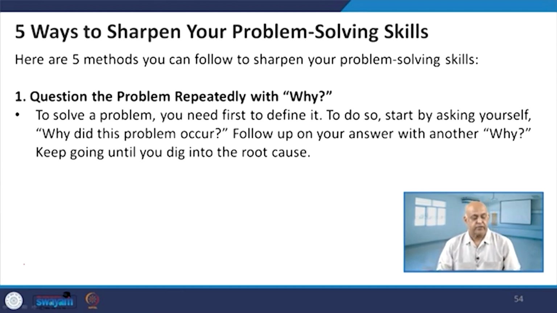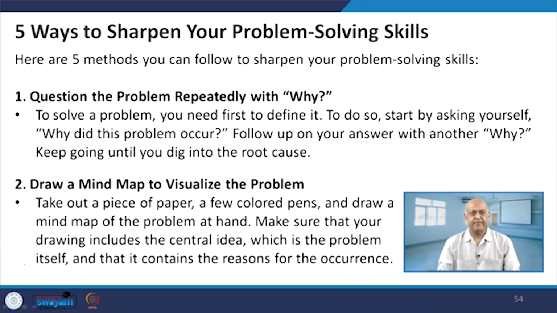Finally, we come to how to sharpen our problem solving skills. Question the problem repeatedly with why, by asking yourself why this problem occurred, and follow up on your answer with another why. Keep going until you dig into the root cause. After understanding where this problem started, take out a piece of paper, a few colored pens and draw a mind map.